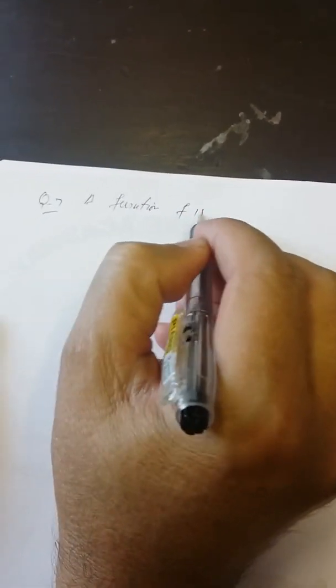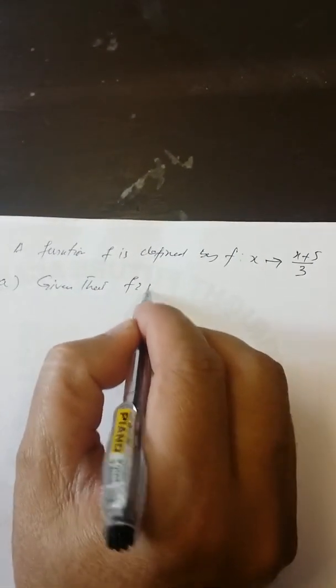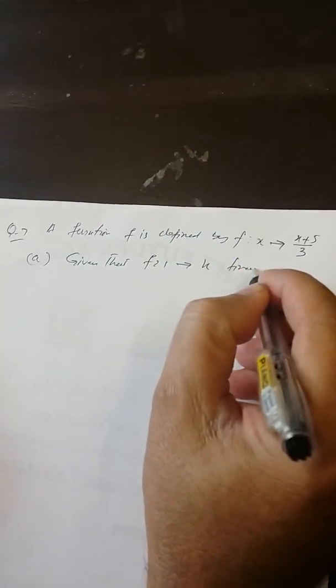Question 7. A function f is defined by f of x approaches to (x plus 5) upon 3. Part A, given that f of 1 approaches to k, find the value of k.